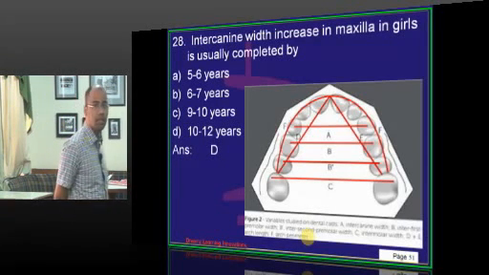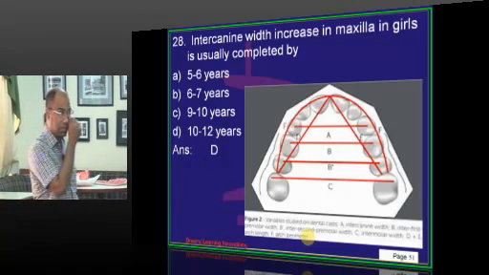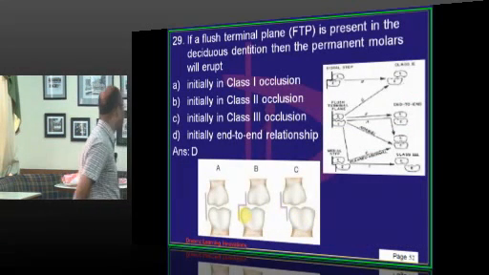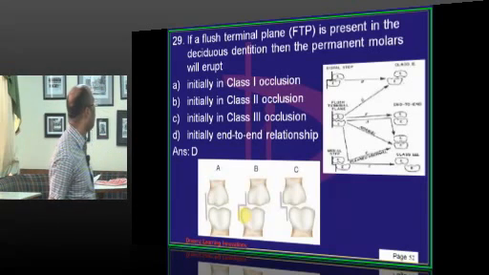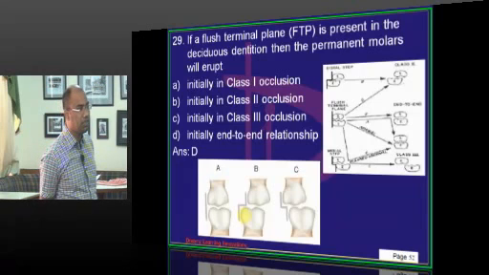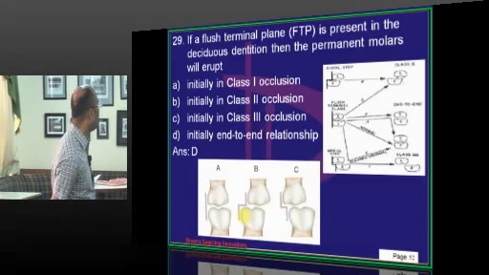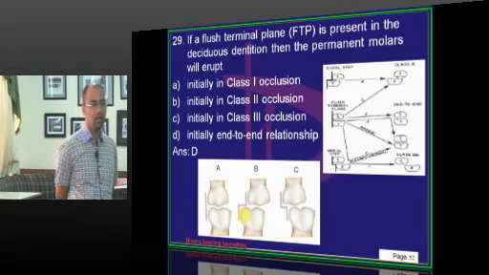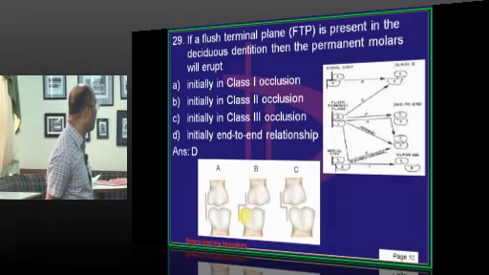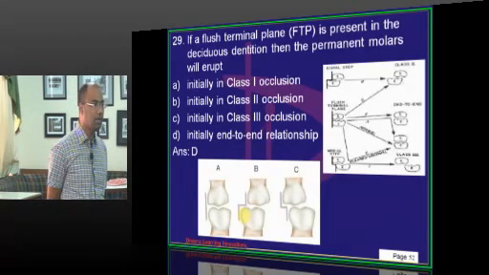So the intercanine width increase in the maxilla in girls is usually completed by around 10 to 12 years of age. If a flush terminal plane is present in the deciduous dentition, how will you expect the permanent molars to develop? Like in the deciduous dentition, it is a flush terminal plane. So in the permanent dentition, how will they erupt? They will normally erupt in an end-to-end or edge-to-edge molar relationship. Later they might go into a class 1 molar, but initially it will be edge to edge.